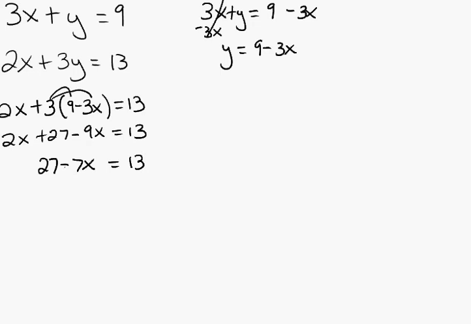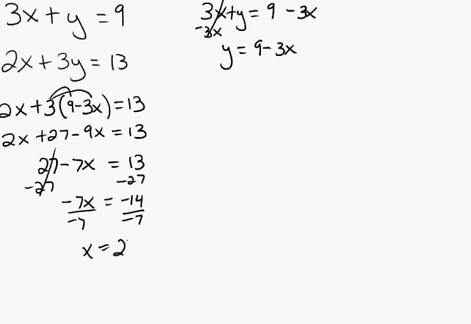And now it's a two-step equation. I can subtract 27 from both sides. Again, here I get 0, and I'm left with negative 7x, and that equals negative 14. 13 take away 27 gets me negative 14. Then if I divide by negative 7 on both sides, I get x equals, well, negative 14 divided by negative 7 is just 2.